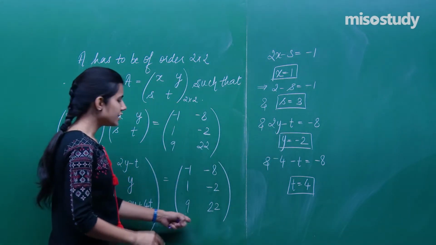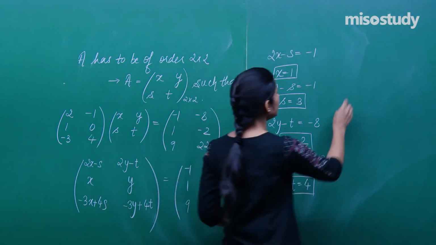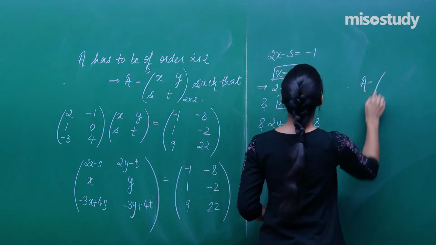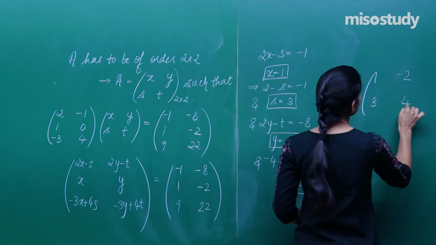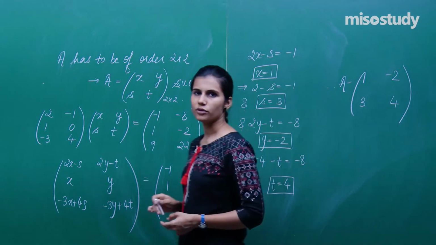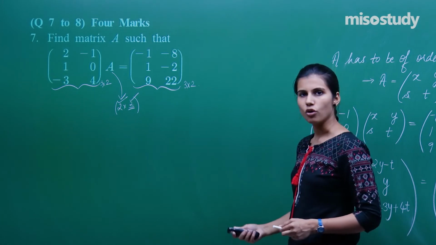Because these two matrices are equal, their corresponding entries are equal, which has given me the values of x, y, s and t. So matrix A is x, y, s and t, that is 1, minus 2, 3, 4, the value of your matrix such that this relationship successfully holds.